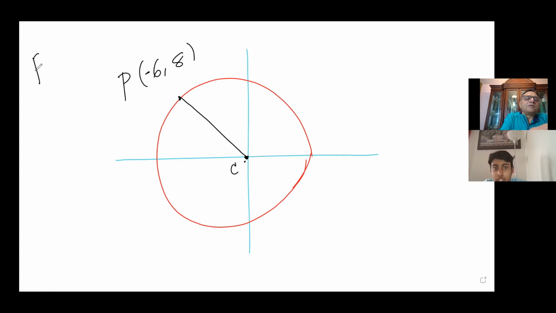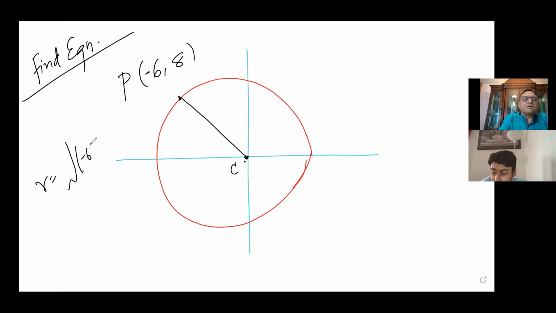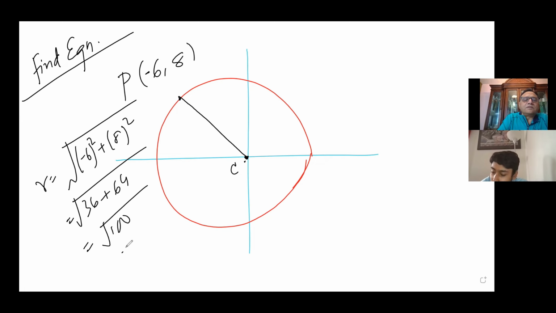So for the equation, sir, first we have to find the radius. So r equals the square root of (-6) squared plus 8 squared, which would be the square root of 36 plus 64, the square root of 100. So r would be 10, sir, which tells me that x squared plus y squared equals 100. Perfect.